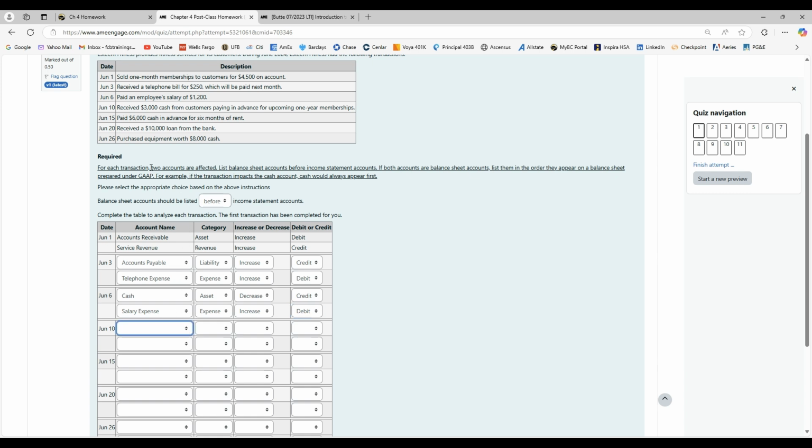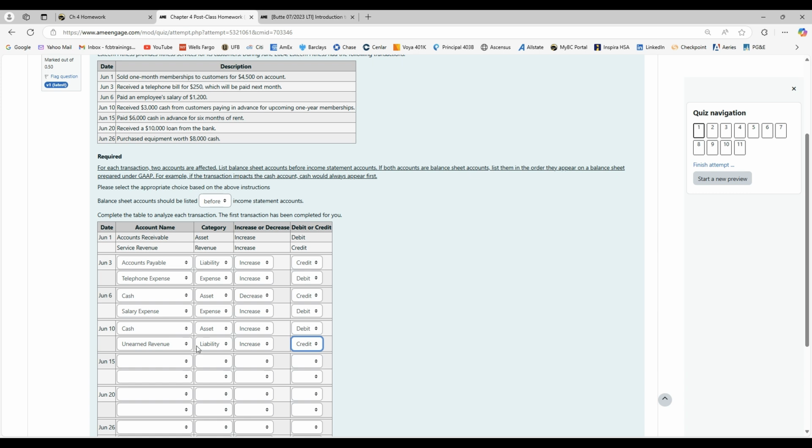So step 1, let's record the cash that we received. Our cash increased, which is a debit, and it's an asset. And then unearned revenue is here. It's a liability account because we have this cash, but we haven't yet earned it. And so we're going to increase our liability for unearned revenue with a credit.